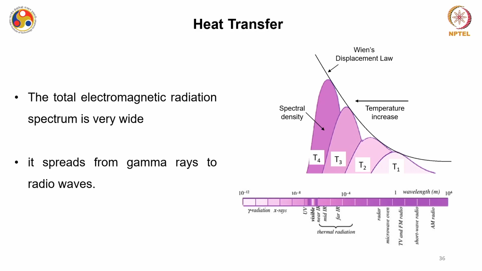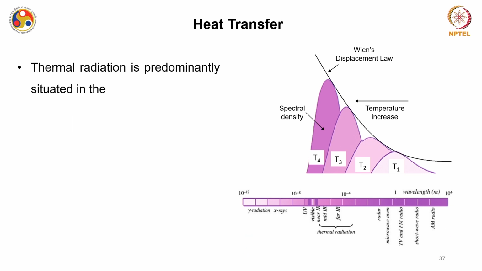Now the total electromagnetic radiation spectrum is very wide. We all know that. You can see this spectrum for your reference, shown over here. It spreads from gamma rays to radio waves, and this thermal radiation is predominantly situated in the mid IR to far IR spectral ranges.